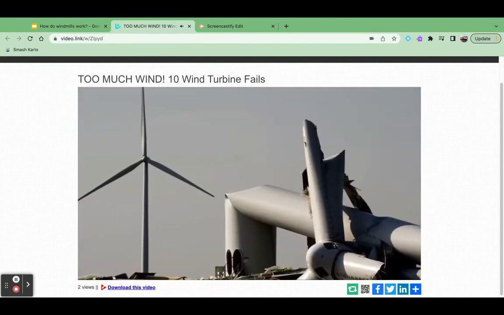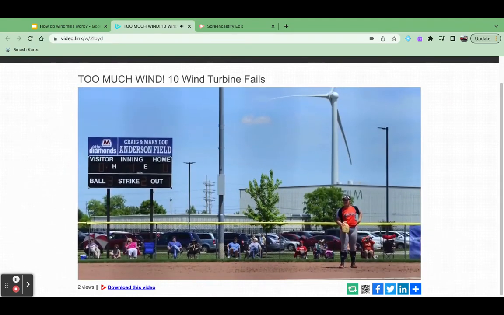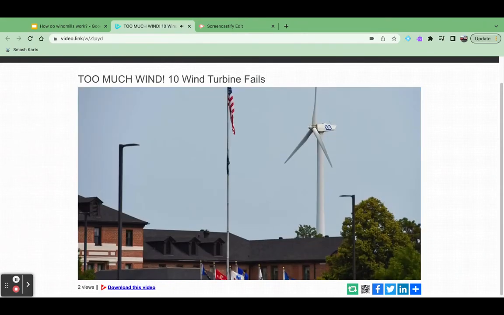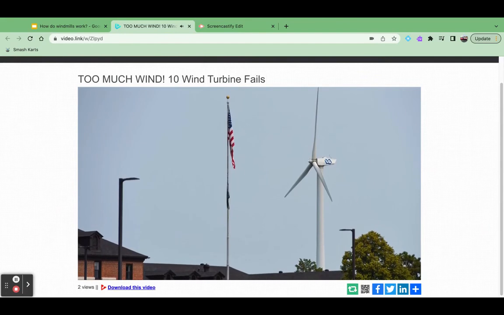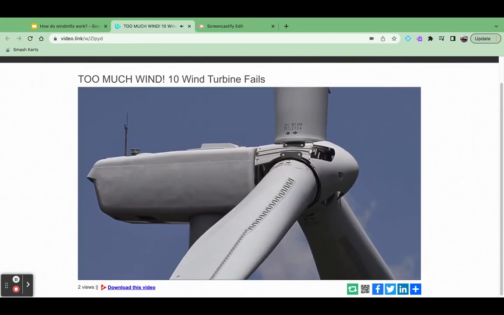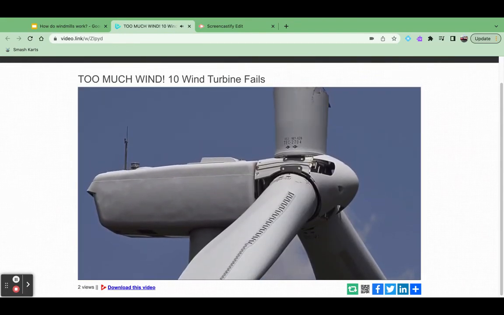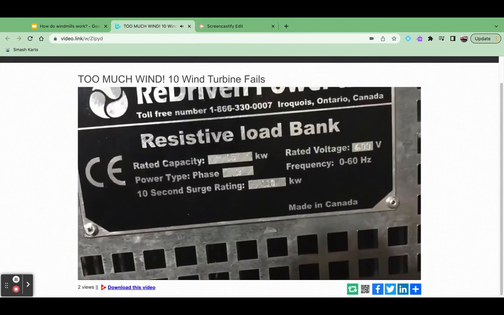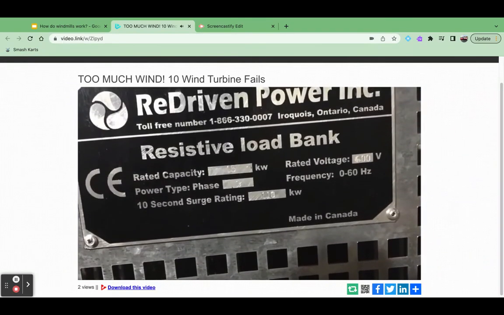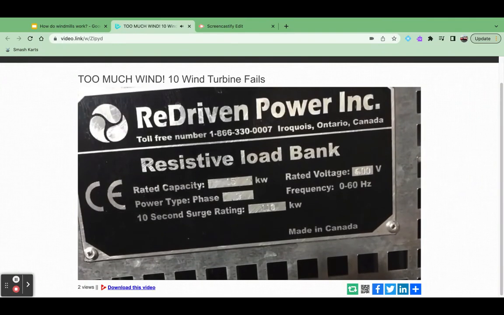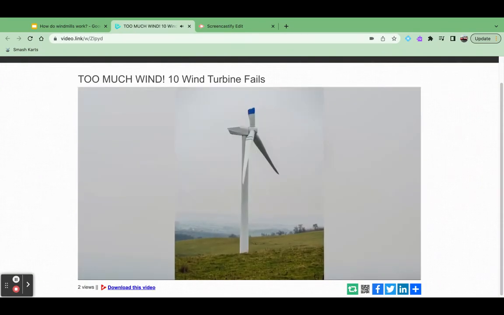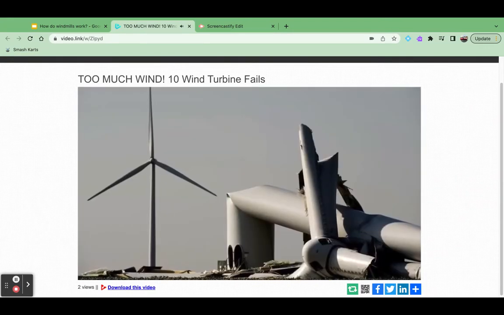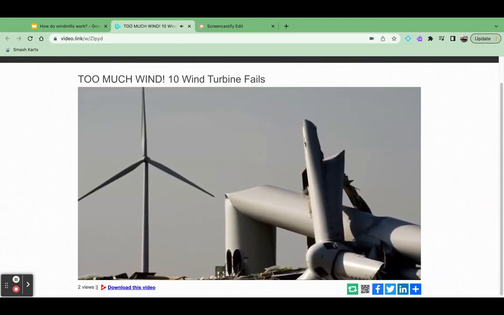But parental concern grew, as this was the second time in 2 years that a wind turbine at the school had failed. There are 3 turbines at the school, and only a little while earlier 3 blades broke free from a different turbine, causing fiberglass to fly in all directions. The wind turbines are manufactured by Redriven Power Inc. of Iroquois, Ontario. They inspected the turbines, but claimed that they don't know why these turbines have failed not only once, but twice.